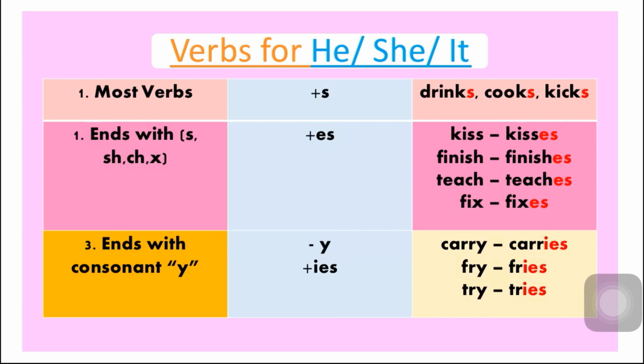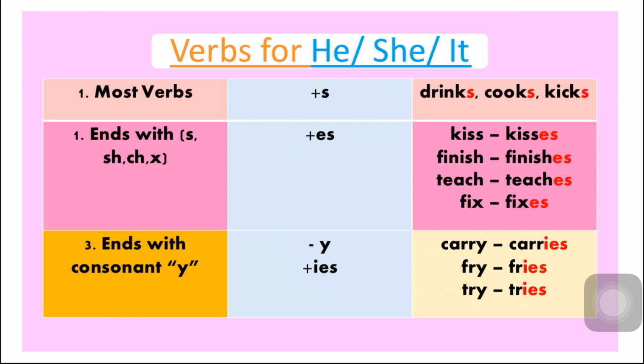And there are certain cases where words end with s, sh, ch, and x. We need to plus es. For example, kiss, we can see the letter s here, so we need to plus es. Kiss becomes kisses. When we see the word ends with sh, we need to plus es to become finishes. And when we see the words end with ch, we plus es to become teaches. The last one is fix. The word ends with x, so we plus es to become fixes.